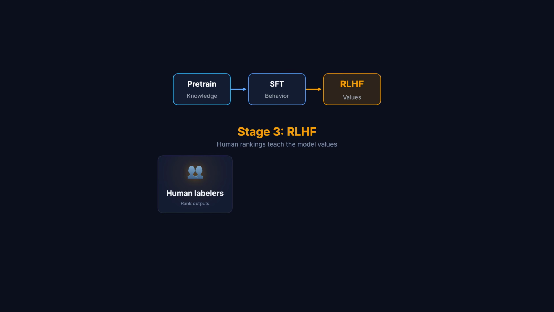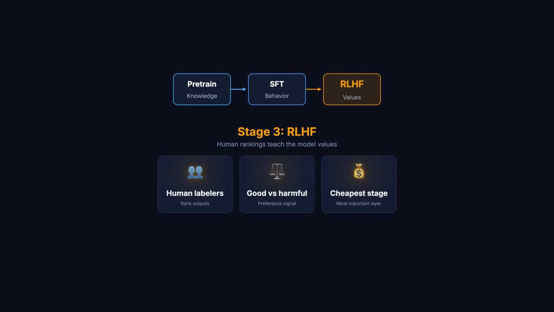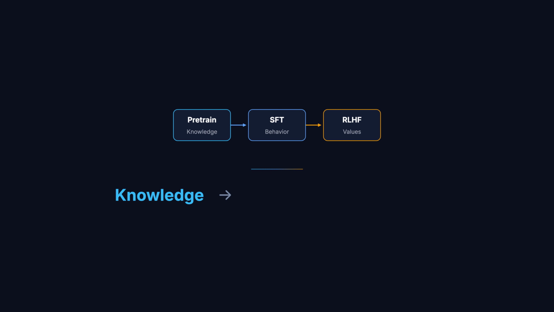Stage 3, reinforcement learning from human feedback. This is where the model learns values, what's good and what's harmful. Each stage is cheaper than the last, but adds the most important layer. The result? A model that can finally tell good from bad. Knowledge gives way to behavior, and behavior gives way to judgment.